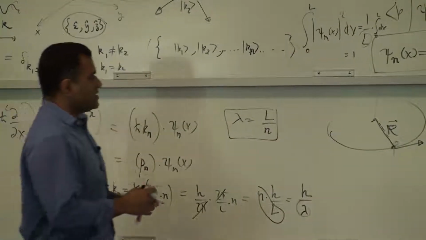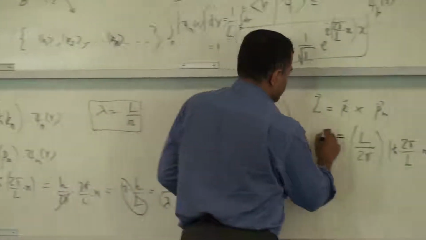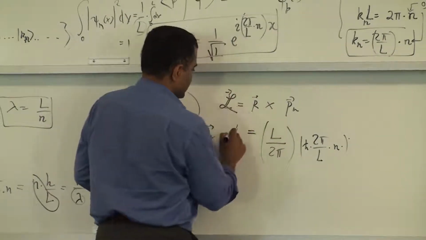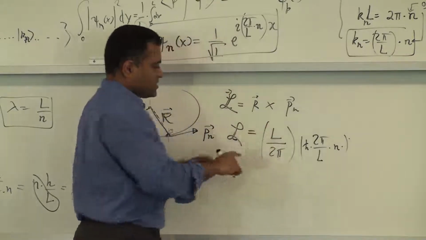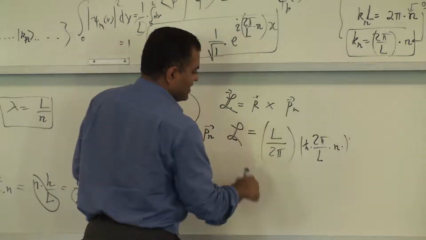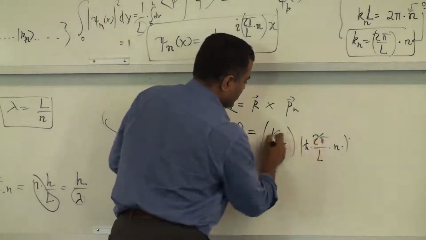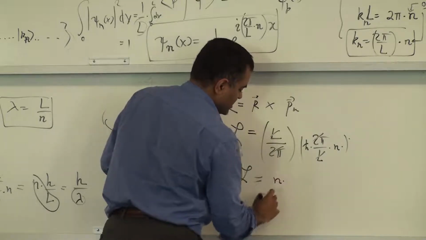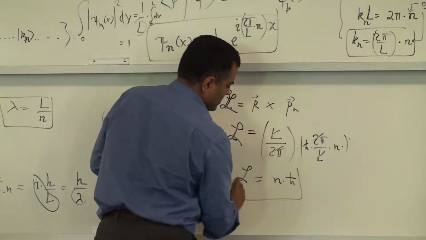Now you can see the angular momenta. Sorry, it's unfortunate, L is the circumference here, and the angular momentum here is the curly L. So you can see that what you get is that the angular momenta for this are integer times h bar.